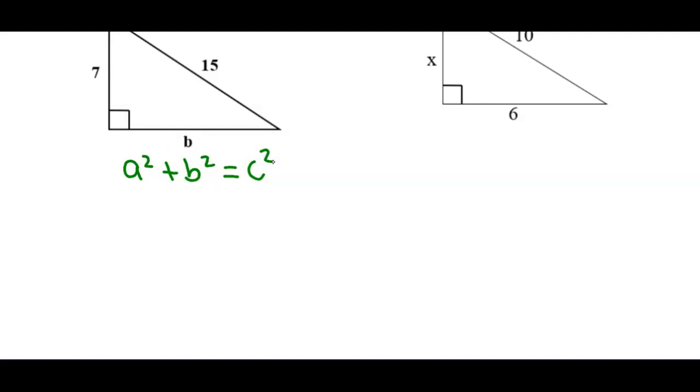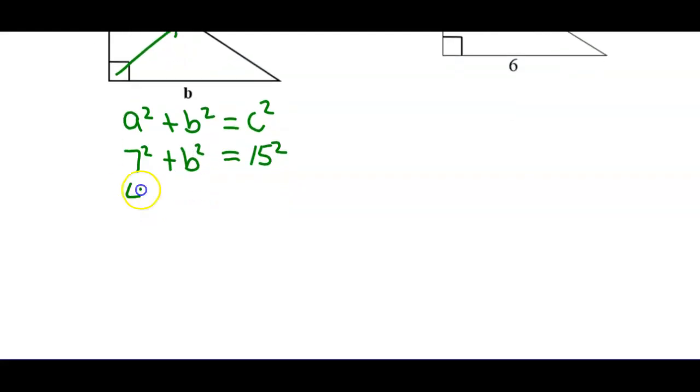What's my c? Hoping you said 15. Hoping you drew the arrow out of the right angle. The right angle points to 15, which is my hypotenuse. So my 15 goes here. I'm going to leave that b. So I'm going to make 7 squared plus b squared equals 15 squared. Okay? All right. So then you just do the math. 49 plus b squared equals 225. Sorry.